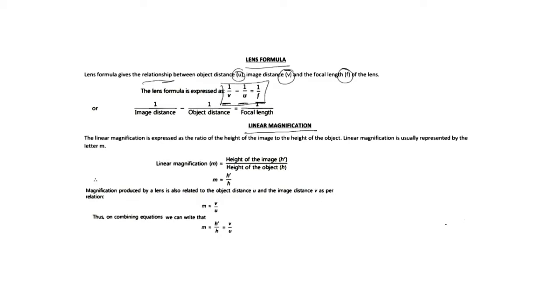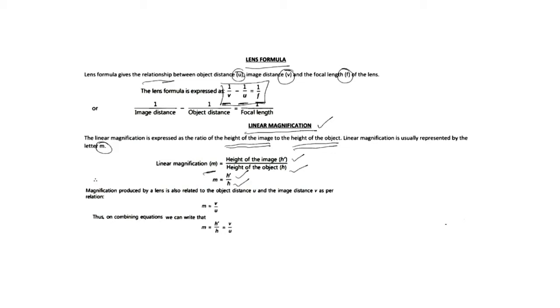Clear? Now, linear magnification, or simply magnification. It is the ratio of the height or size of the image to the height of the object, denoted by small m. Clear? So magnification becomes h dash upon h, where h dash is the height of the image and h is the height of the object.